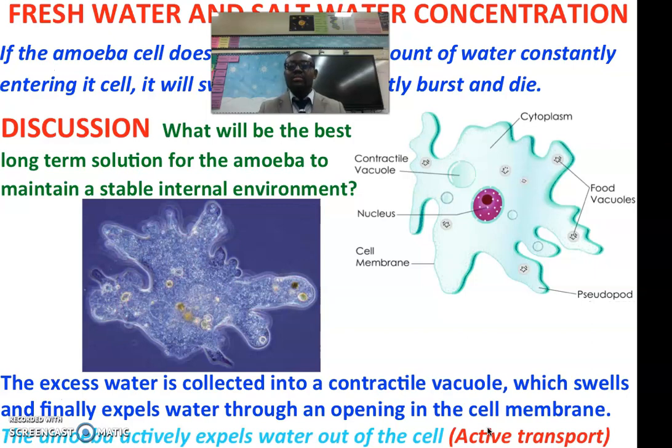The water will diffuse into the amoeba cell because the pond environment has a higher concentration of water molecules than inside the amoeba cell. So water will enter the amoeba cell, and the process is diffusion. And the amoeba needs to remove the water from the cell through the process called active transport. So this is how the amoeba maintains balance.